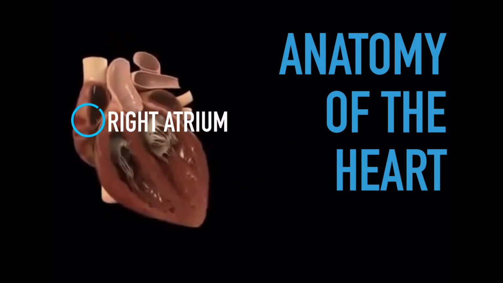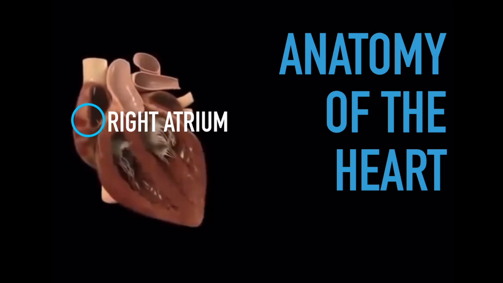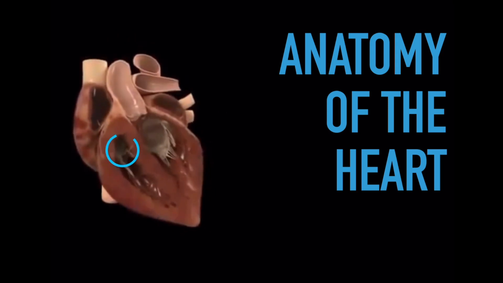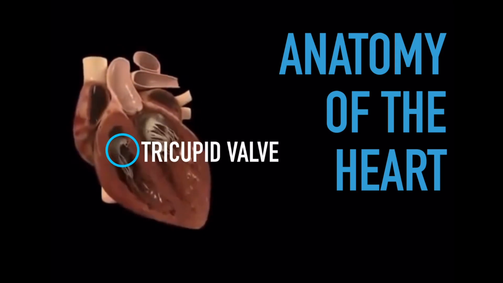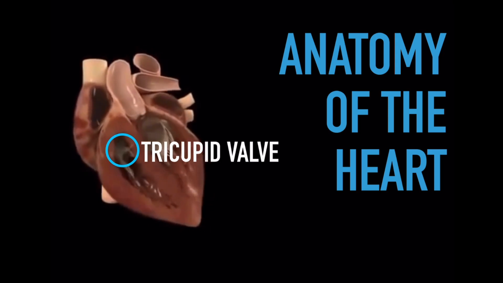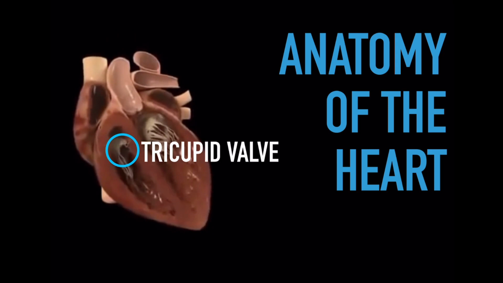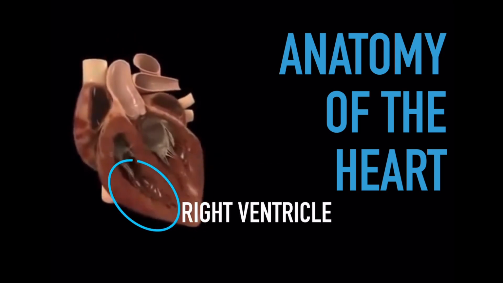Here we have the right atrium. This is one of two upper chambers of the heart and is where blood first returns from the vena cava and the tissues of the body. From this chamber, the heart will contract, pushing blood through a one-way valve called the tricuspid valve. Valves play an important role throughout the heart in keeping blood heading in one direction. The tricuspid valve lets the blood flow down into the right ventricle.